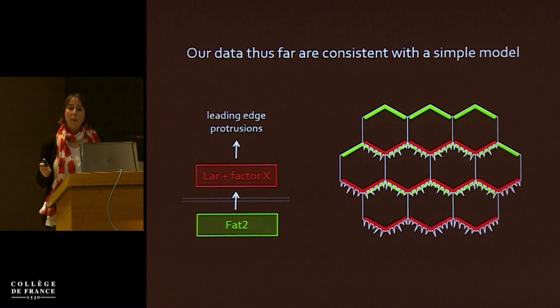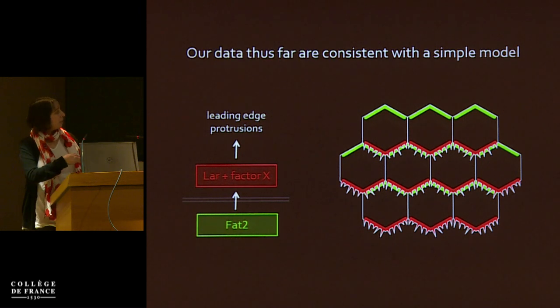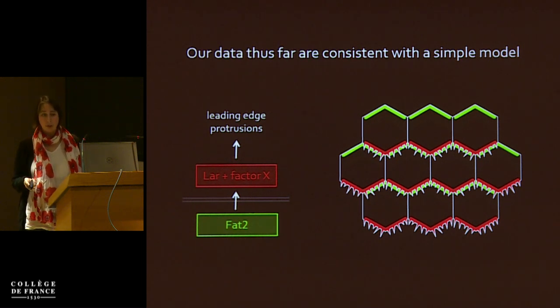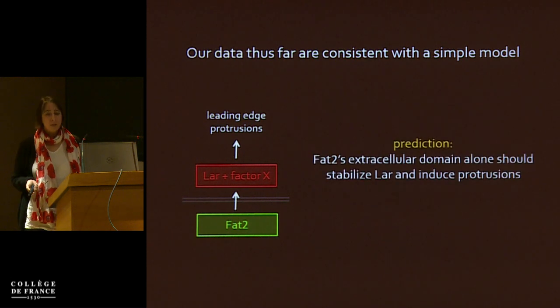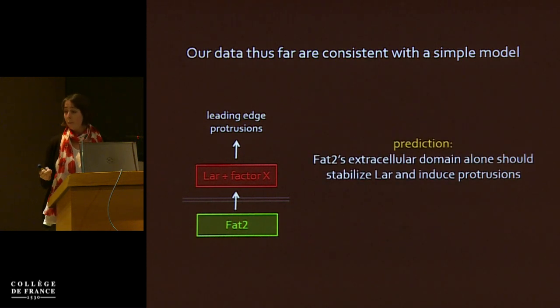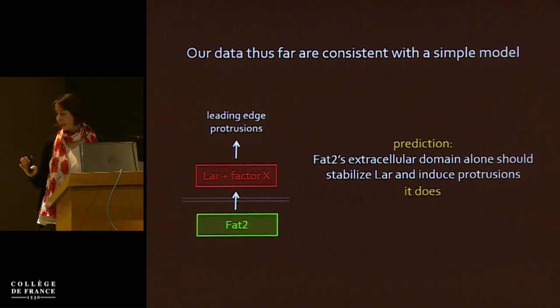Okay, so at this point we have a fairly simple model where FAT2 is signaling across cell-cell boundaries to LAR and an unknown factor to induce the formation of leading-edge protrusions. And if this model were correct, you would predict that FAT2's extracellular domain alone should be sufficient to both stabilize LAR and induce protrusions in neighboring cells. And in fact, we've done this experiment, and this does hold true.